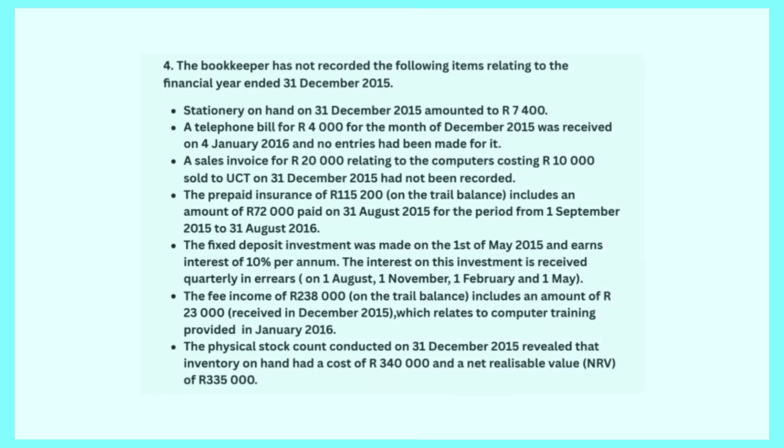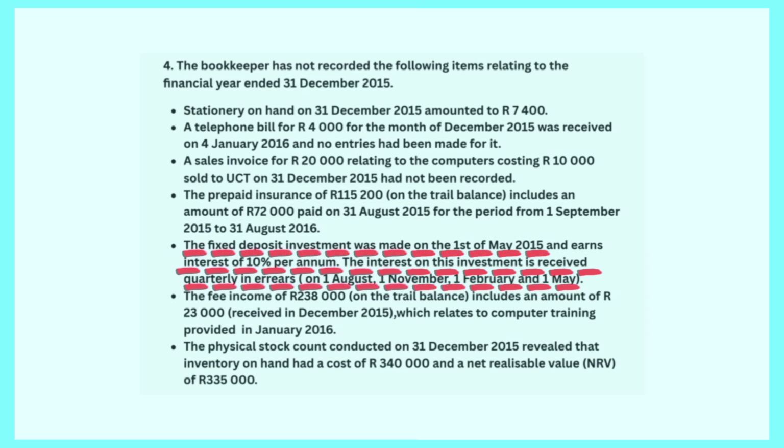Here we are told the fixed deposit investment was made on the 1st of May 2015 and earns an interest of 10% per annum. Interest on this investment is received quarterly in arrears on 1 August, on 1 November, on 1 February, and 1 May. So we are going to receive this interest income in arrears. So basically this means every 4th month we receive interest income. Money will be received late after 3 months has already passed. This is what they mean by in arrears.